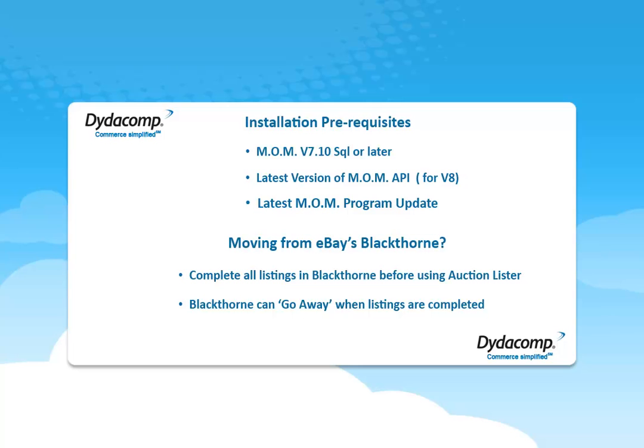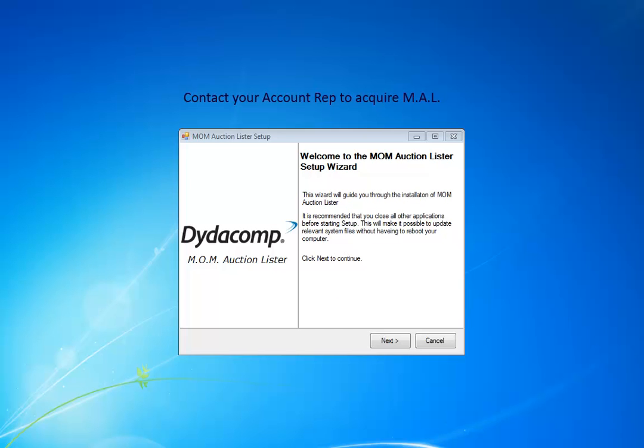If you are moving from eBay's Blackthorn software, we suggest you complete all your listings in Blackthorn before using the Auction Lister. Blackthorn can go away when those listings are completed. After working with your account rep to acquire the MOM Auction Lister, you'll download the software from our support site.